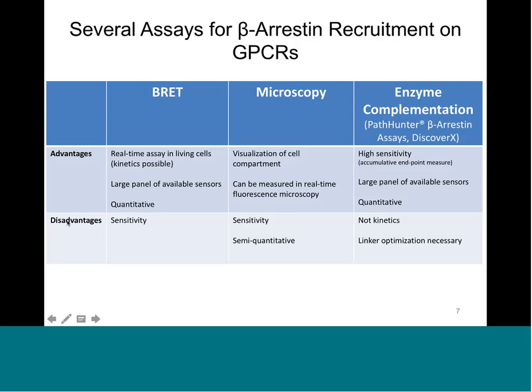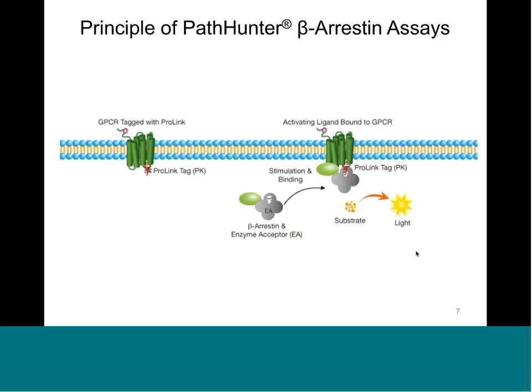Disadvantages on the other side can be, for the BRET and the microscopy assay, the sensitivity can be an issue, doesn't have to be. For sure, the microscopic assay is not really quantitative, only semi-quantitative. For the enzyme complementation assay, obviously as an endpoint assay, we don't have access to the kinetics. And in some cases, not in all, we might have to optimize the linker for this assay. So let me now concentrate a little bit further on this last assay by introducing you to the principle.